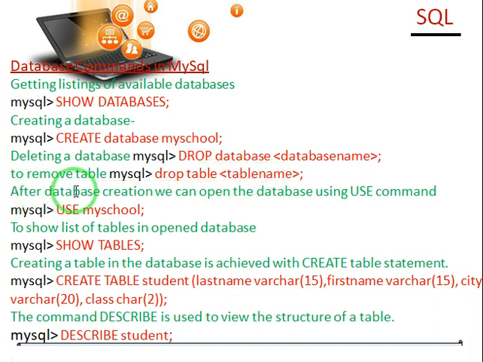Then after the database has been created, we can open the database using the use command. So use and then the database name. Then we can show the list of tables in the open database by using show tables. Then we can create a table by using the create command. So create table, table name, over here student. This is one column which is varchar 15. So we can specify how many characters it has to use. First name is also 15. Class is char 2. Then the describe command can be used to view the structure or the table schema.